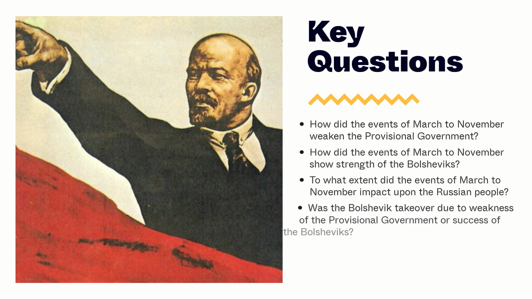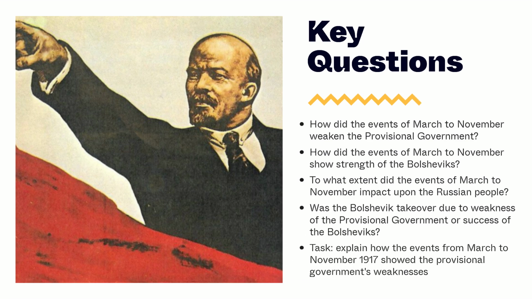Taking into account the events that you have recorded on your table, think about the following questions. How did the events of March to November weaken the provisional government? How did the events of March to November show the strength of the Bolsheviks? To what extent did the events of March to November impact upon the Russian people? Was the Bolshevik takeover due to weakness of the provisional government or success of the Bolsheviks? Task: pause the video. Explain how the events of March to November 1917 showed weaknesses in the provisional government.